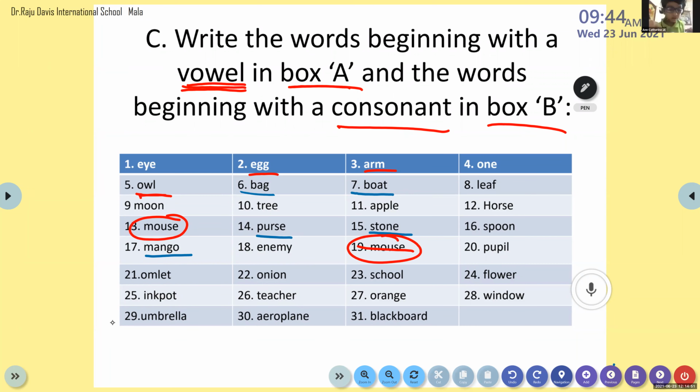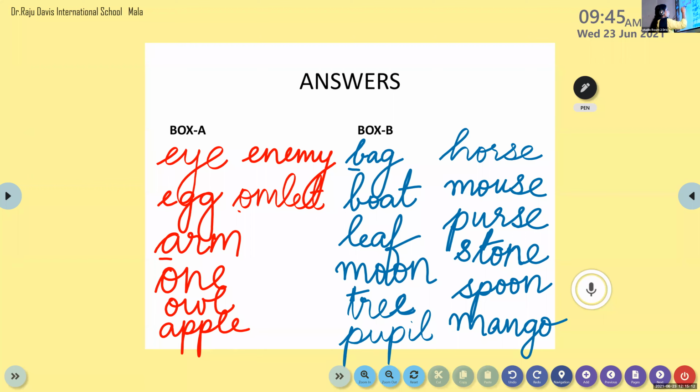In box A or B? A. Why? A. Yes, very good. In box A. Why do we have to write omelette in box A? O-M-L-E-T. Because it starts with O as a vowel, so we have to write all the words which start with a vowel in box A. Okay? Now let's move on to the next word.